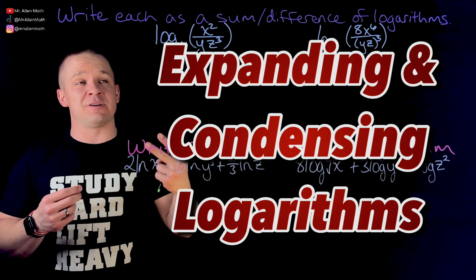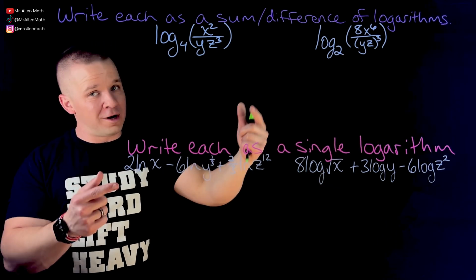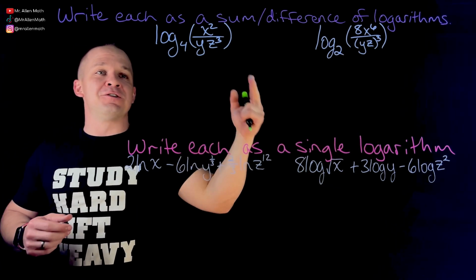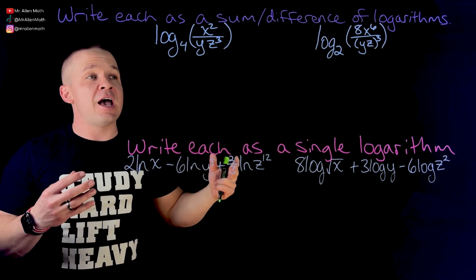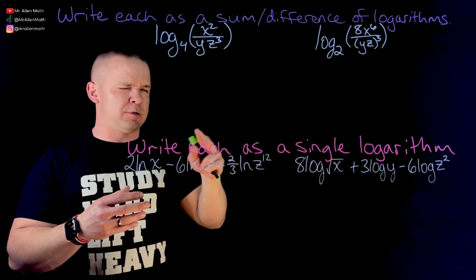I've got two examples of each, and if you're in your logs unit right now, one of each of these is definitely popping up on your test. So for the first one, I have to write each as a sum or difference of logarithms. That's expand it. And then oftentimes it'll say evaluate if possible. We'll talk about that in a moment.